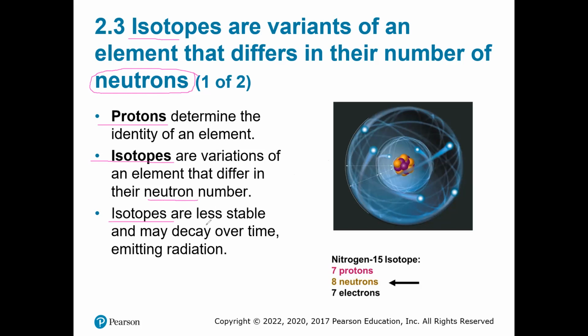Isotopes are less stable, so they don't necessarily want to be that way, but it happens. It just occurs in nature. Okay, so they can decay over time. So they break down, and when they break down, they emit energy in the form of radiation. So this is nitrogen 15 as an isotope. It's got 7 protons, but instead of 7 neutrons, it has 8. Okay, so it's got an extra one.